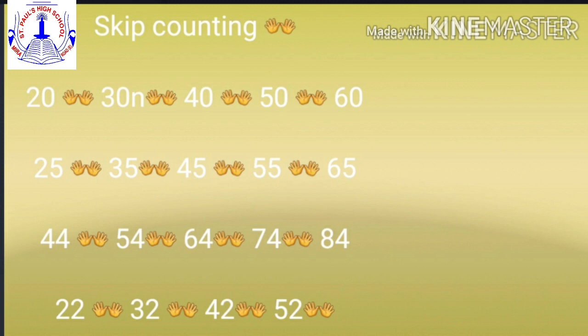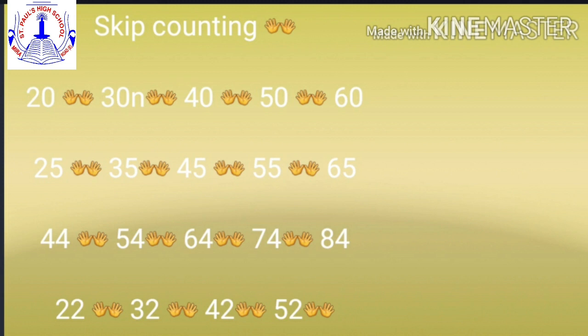So in skip counting 10, children, which number will be your answer? 22. So 2 you will write in ones place as it is, and after 2 which number will come? 3. So your 32 will be the answer in skip counting 10. Then again after 32 which number you will write as answer? Yes, very good, 42.